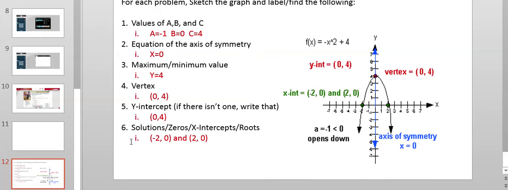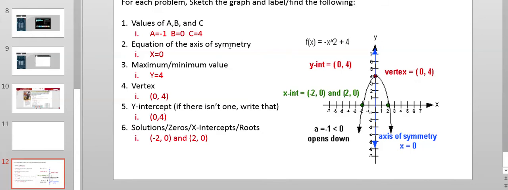For the other 9 problems where they give you only the equation, you are going to have to either graph it by hand, which I prefer you do, or you can use the calculator. If you use the calculator, that's fine. You are still going to label the same 6 things on your graph. And here are the 6 things, so pay attention.